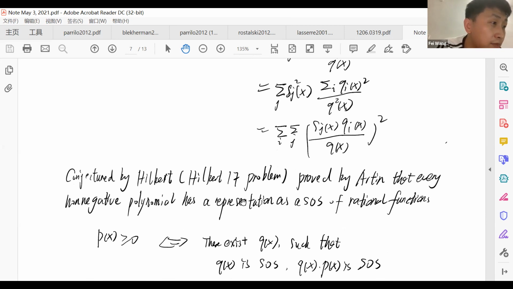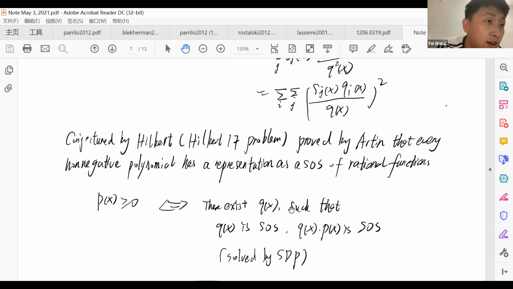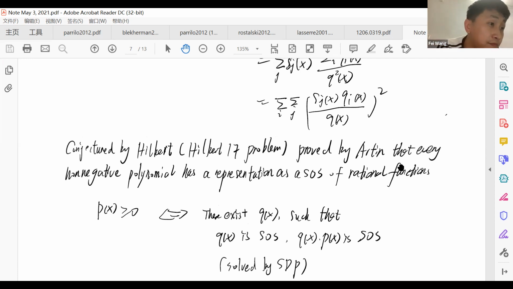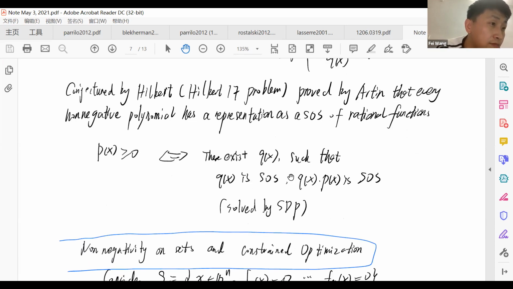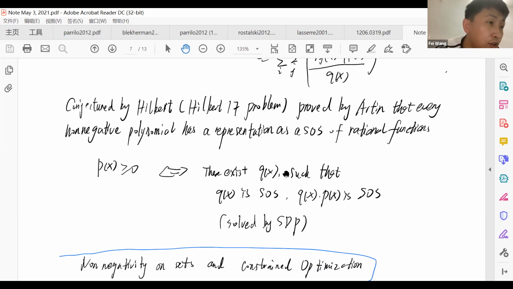So this is the famous Hilbert 17th problem, which was proved by Artin, such that every non-negative polynomial has a representation as a sum of squares of rational functions. That means for all non-negative polynomials, we can find a q(x) such that q(x) is a sum of squares, and q(x) times p(x) is a sum of squares, right? So again, this can be solved by SDP.